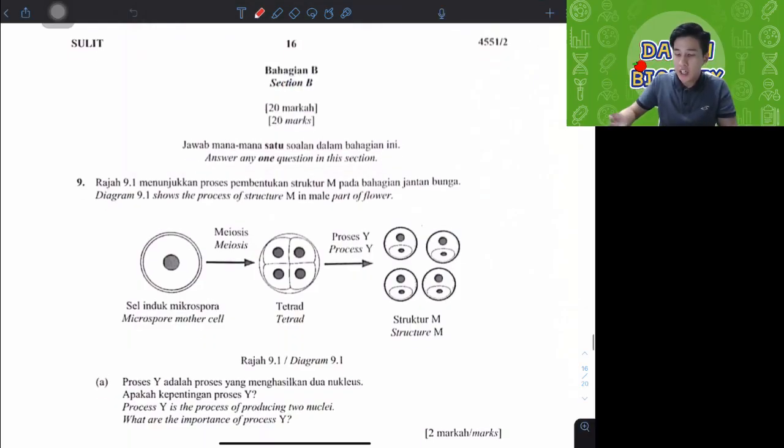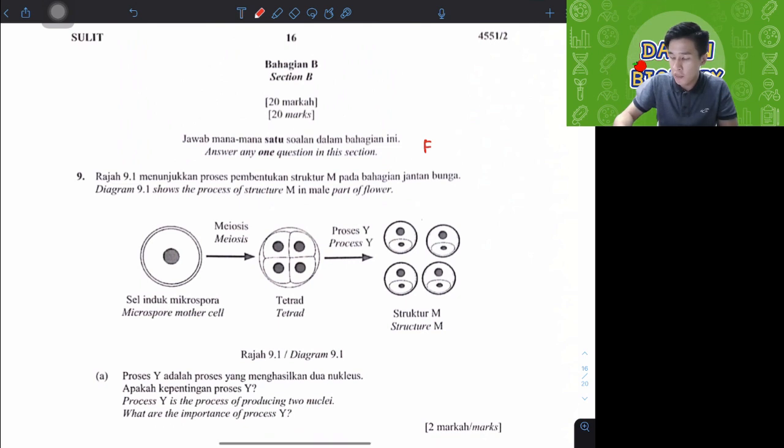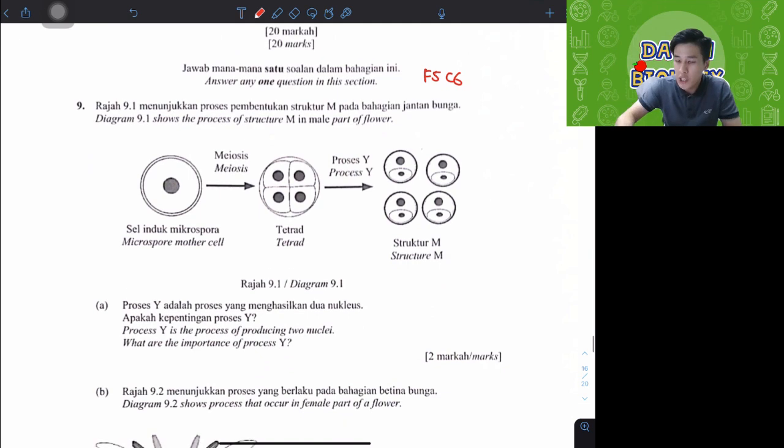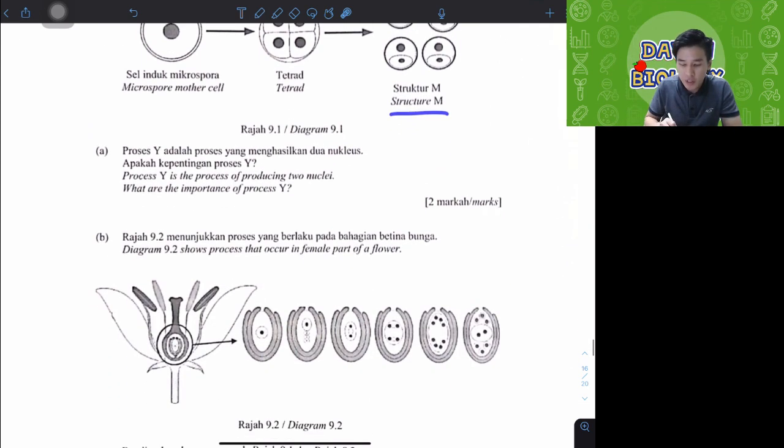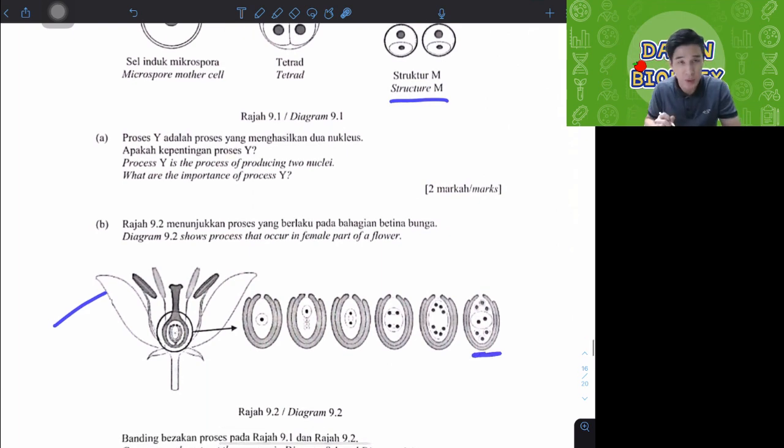Alright, so question 9 here, we have a plant question from Form 5 Chapter 6, reproduction in plants. Now, plants I don't really expect to come out in the essay, but anyways, we just practice. So you can see the formation of the male gamete, the pollen grain, and the formation of the female gamete, which is the embryo sac over here.